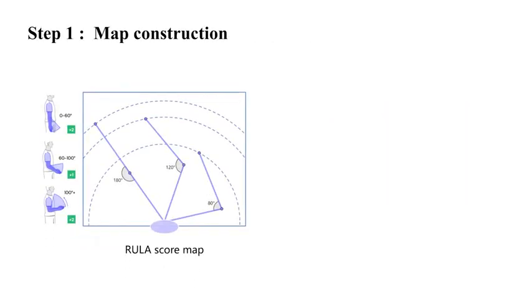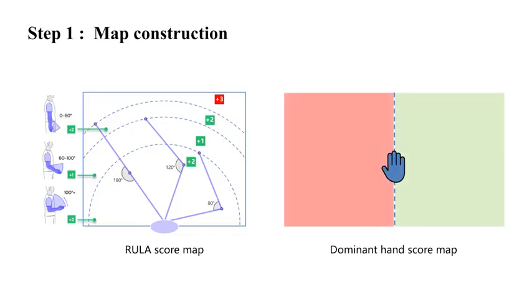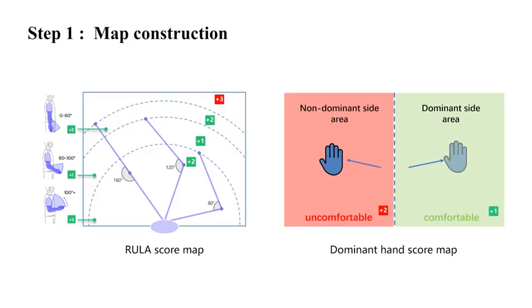Based on the RULA lower arm score in ergonomics, we first constructed the RULA score map, which is used to indicate the user's comfort in interacting with different areas, with lower scores indicating greater comfort. Based on the psychological need for people to prefer to move their hand to the side of their dominant hand, we also constructed the dominant hand score map. For example, if the dominant hand is the right hand, moving to the right is more comfortable and has a lower score.